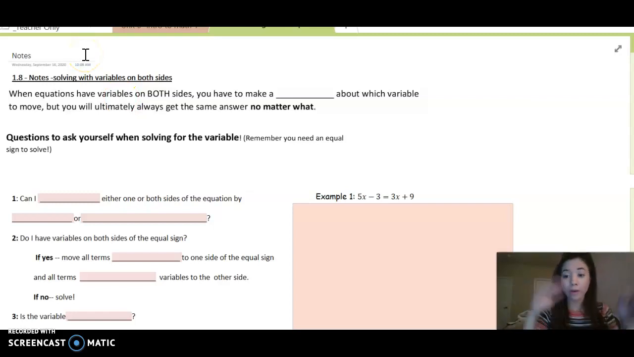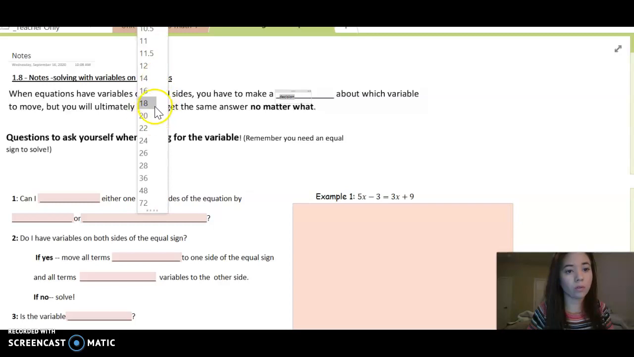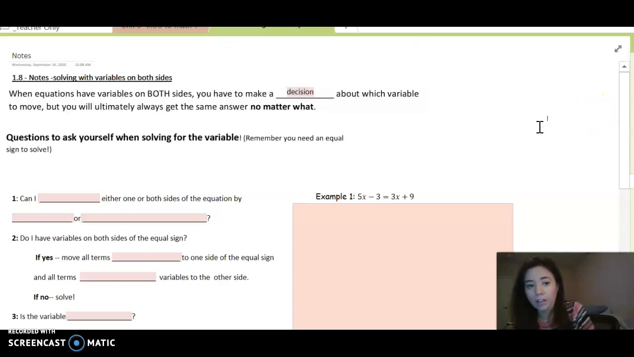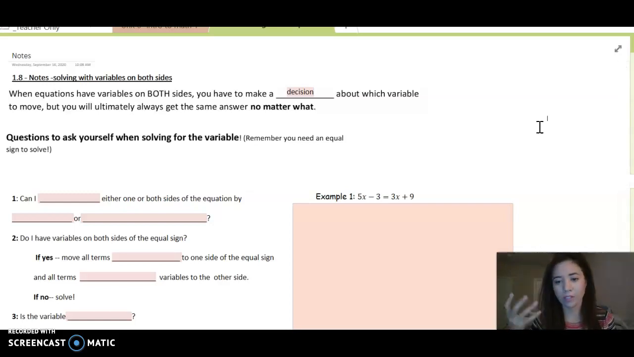So when they do have a variable on both sides, you have to make a decision about which variable to move. Now, ultimately, you're going to get the same answer, so it doesn't matter, but there are ways and techniques to pick the better variable to make sure you're not dealing with as many negatives.